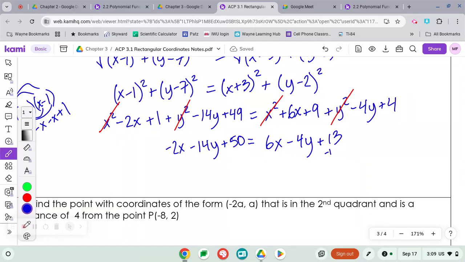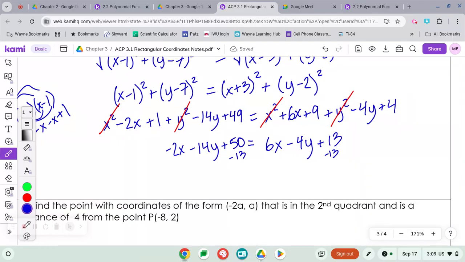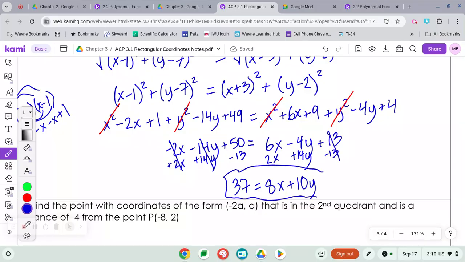We're going to subtract the 13 over, add the 2x. We're trying to get a formula. Add the 14y. And on the left side, the terms cancel, we're left with 37 equals, on the right side, 8x plus 10y. This cancels. So this right here is my formula.